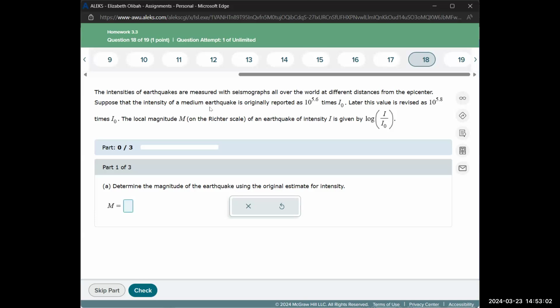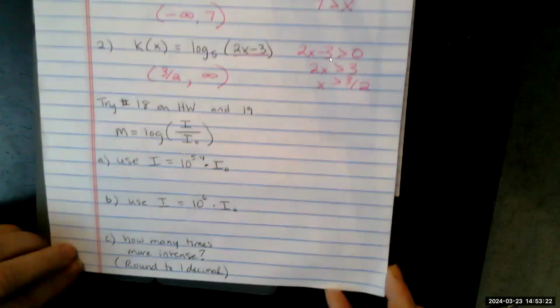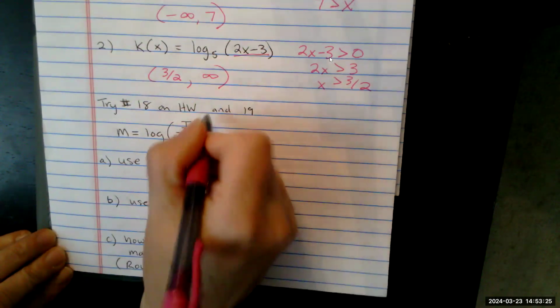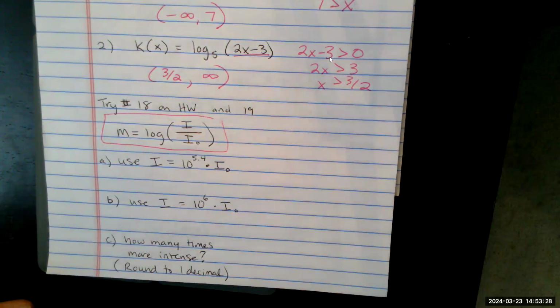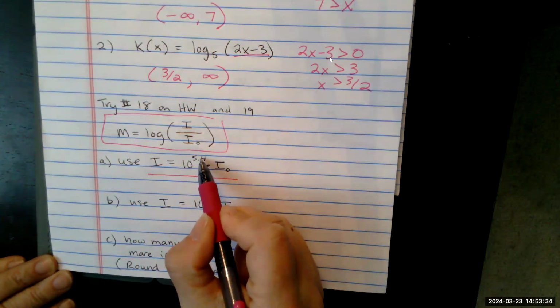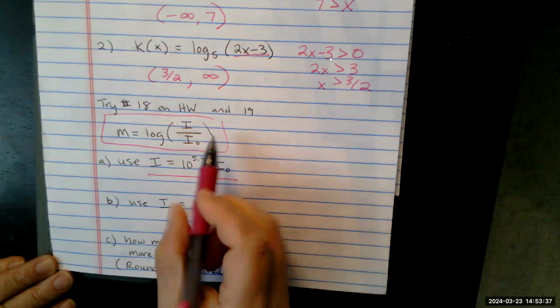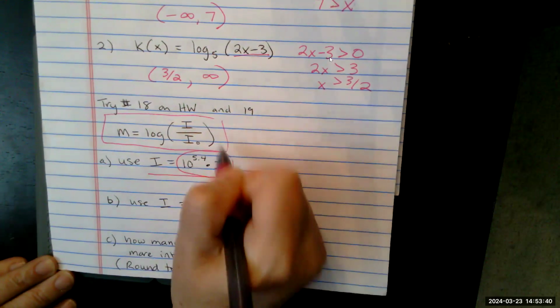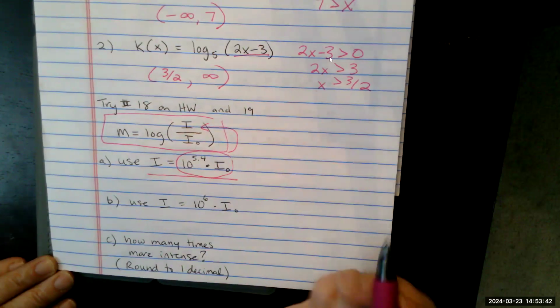So there's a lot going on here. They want us to determine the magnitude of the earthquake using the original estimate for intensity. So let me show you what all that means. Because this is not hard, but it's just a little hard to understand what they're asking for. So for 18, they've given us this formula to find the magnitude. And they want us to use the original intensity that they said they found, which was 10 to the 5.4 times I sub 0. So basically, they're just telling us to plug this in to the formula.